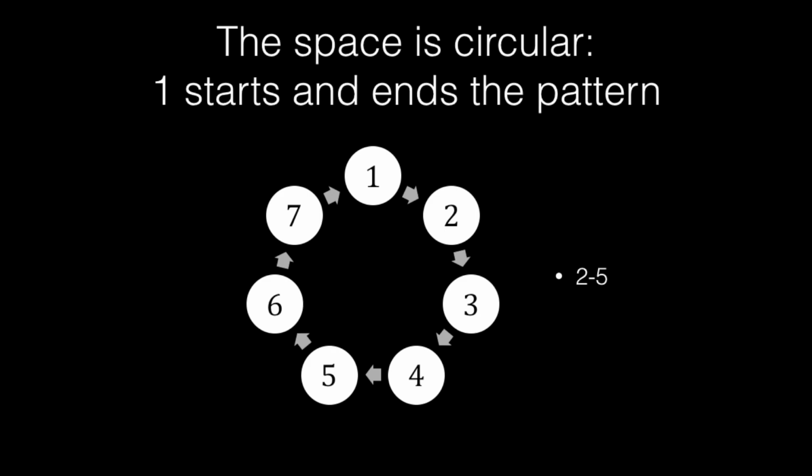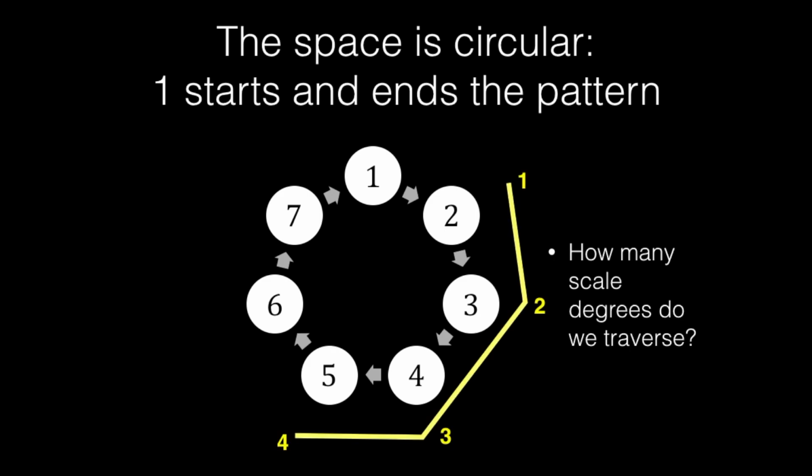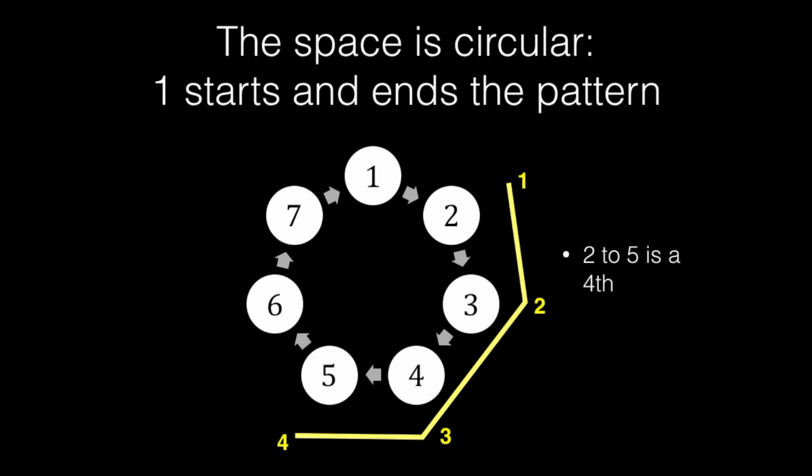So let's consider 2 and 5, the interval between 2 and 5. So how many scale degrees do we traverse? Well, 2, 3, 4, 5. That's 4 scale degrees, 2 being the first one, 3 being the second one, 4 being the third, and 5 being the fourth. There are 4 scale degrees traversed, and so 2 to 5 is a fourth.